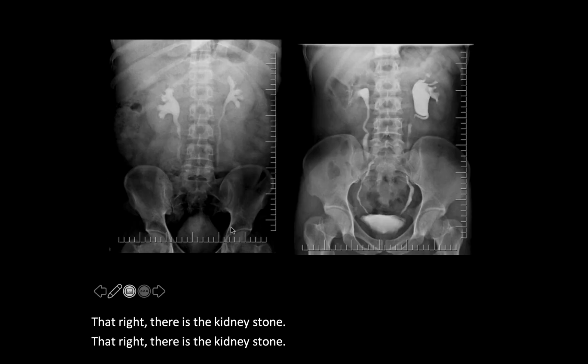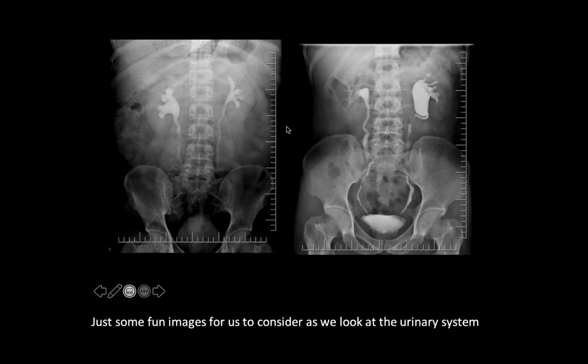Just some fun images for us to consider as we look at the urinary system. Here we have a normal kidney.